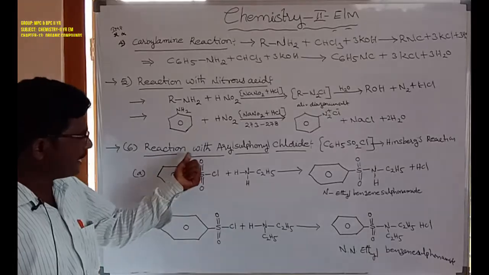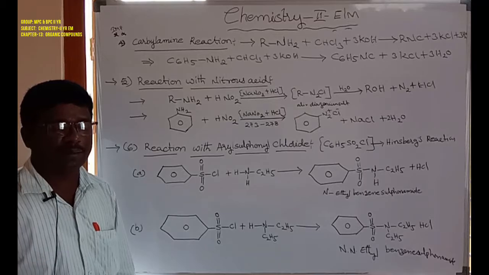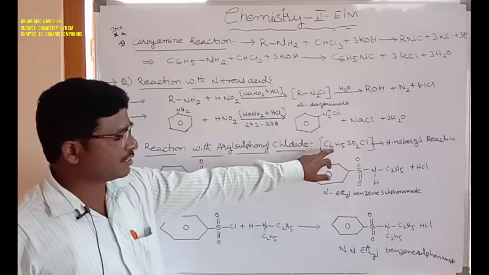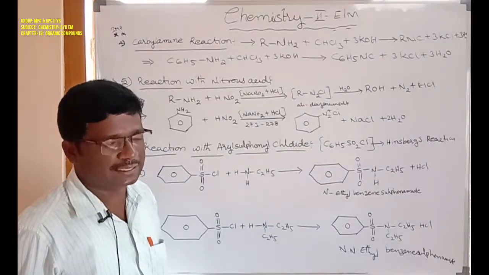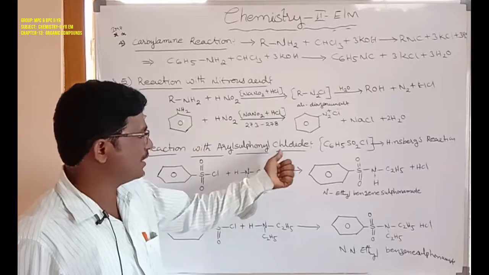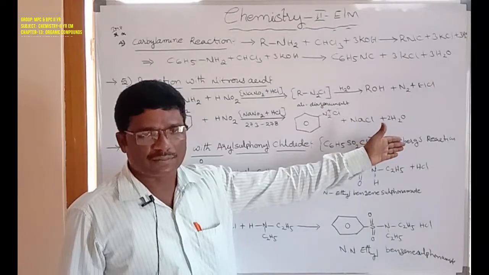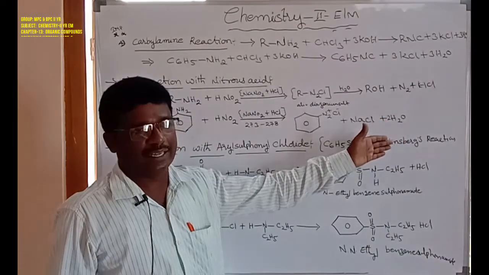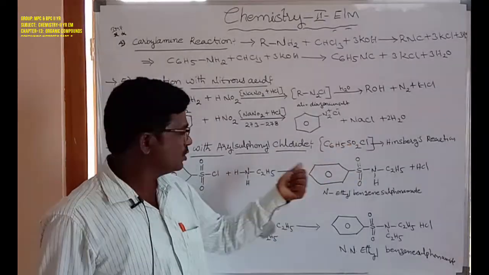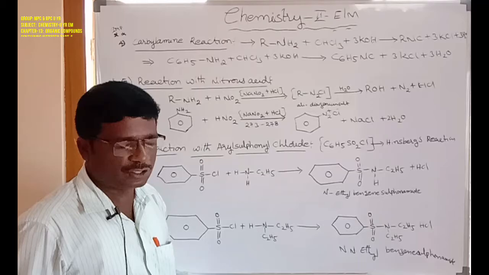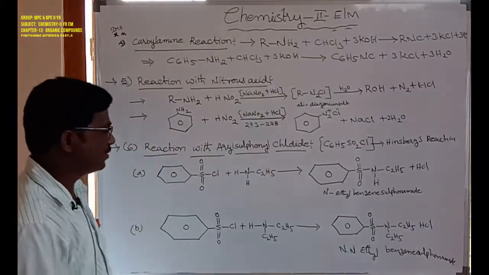Next, the reaction with aryl sulfonyl chloride. Aryl sulfonyl chloride, C6H5SO2Cl, is also known as benzene sulfonyl chloride. It is also known as the Hinsberg reagent, named after a scientist.